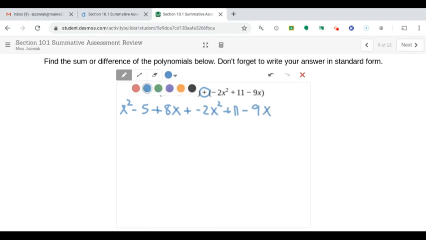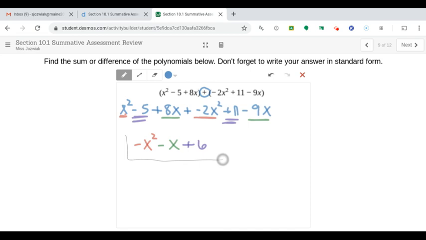Now all we have to do is combine like terms. So I can see there's an x squared and there's a negative 2x squared. So when I put those together, I get negative 1x squared. And then we have 8x and we have negative 9x. So 8 plus negative 9 is going to be negative 1x. And then finally we have a negative 5 and a positive 11. So that's going to give us positive 6. And so there is our final answer.